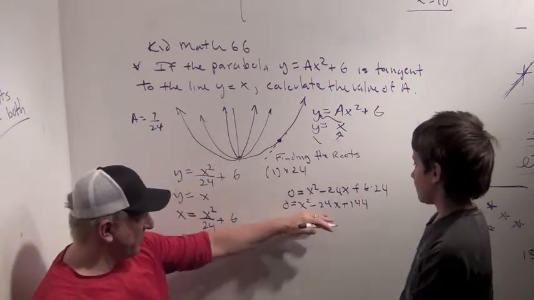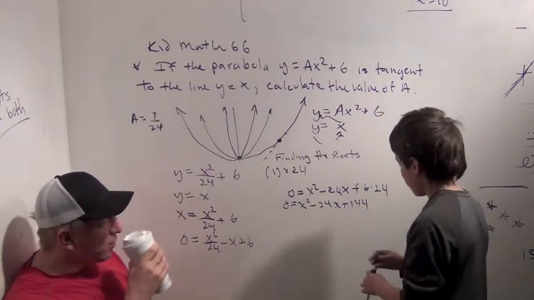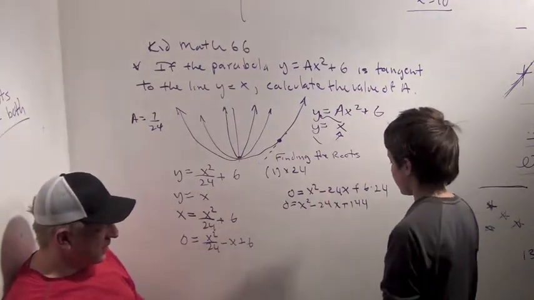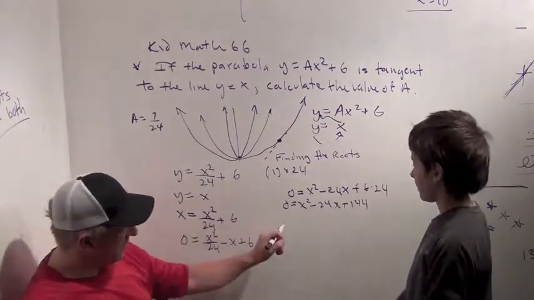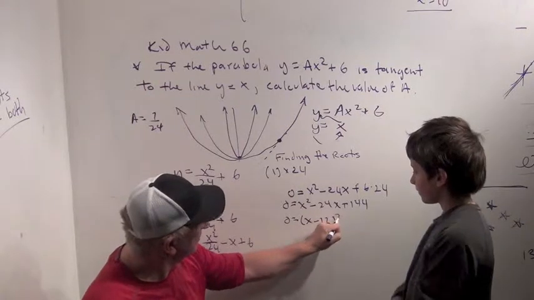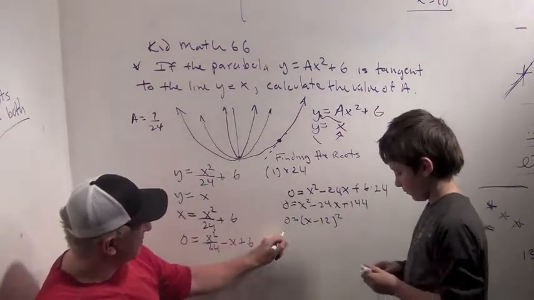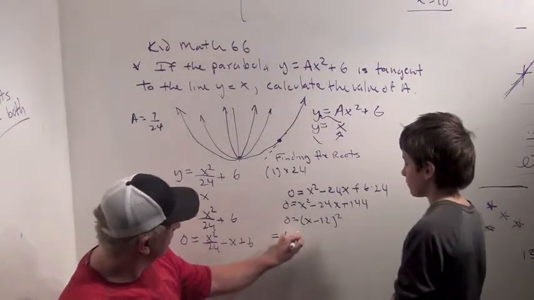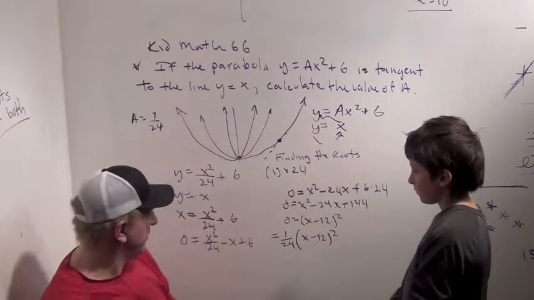How do we figure out if something's a perfect square? Well, we take this middle term, negative 24, divide by 2, and then square it, and that does equal 144. There you go. So this is x minus 12 squared, which means this is a perfect square, so this equation equals 1/24 times x minus 12 squared.